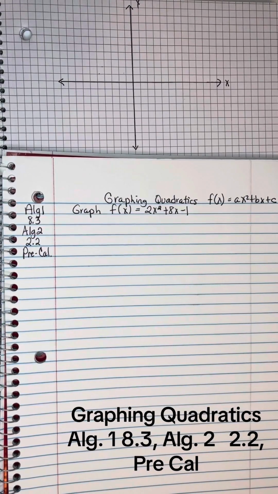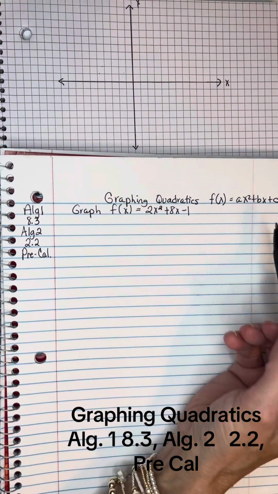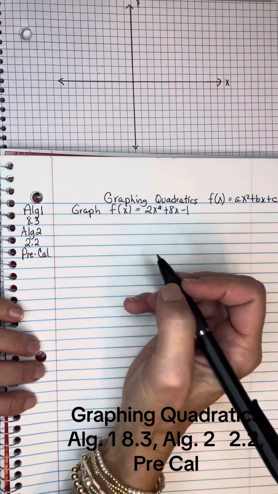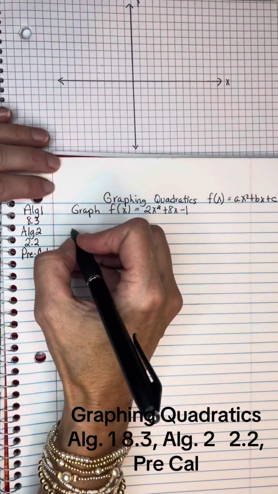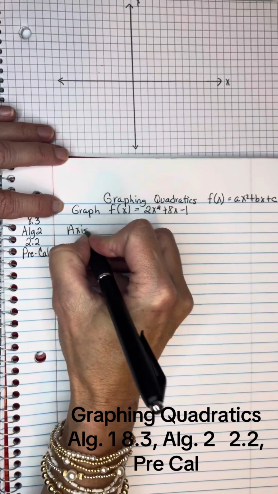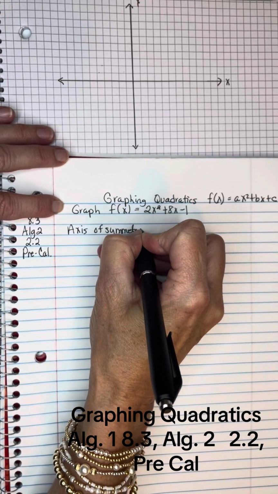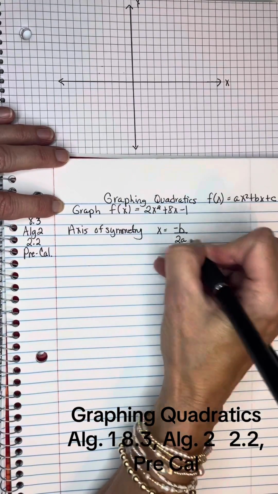All right, I had a request to graph a quadratic of the form f of x equals ax squared plus bx plus c. So it's kind of a lengthy one, but let me go ahead and get started with that. First thing you need to do is find an axis of symmetry and a vertex. So your axis of symmetry is found by using the formula x equals negative b over 2a.